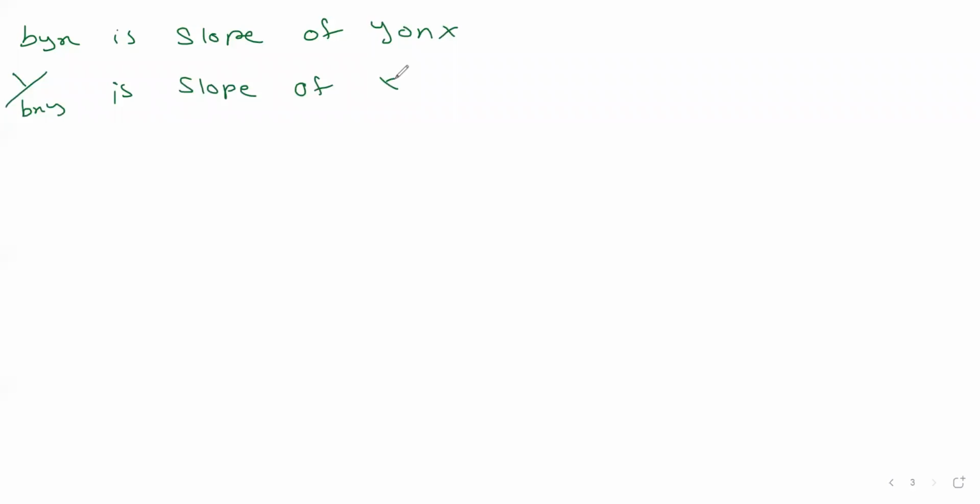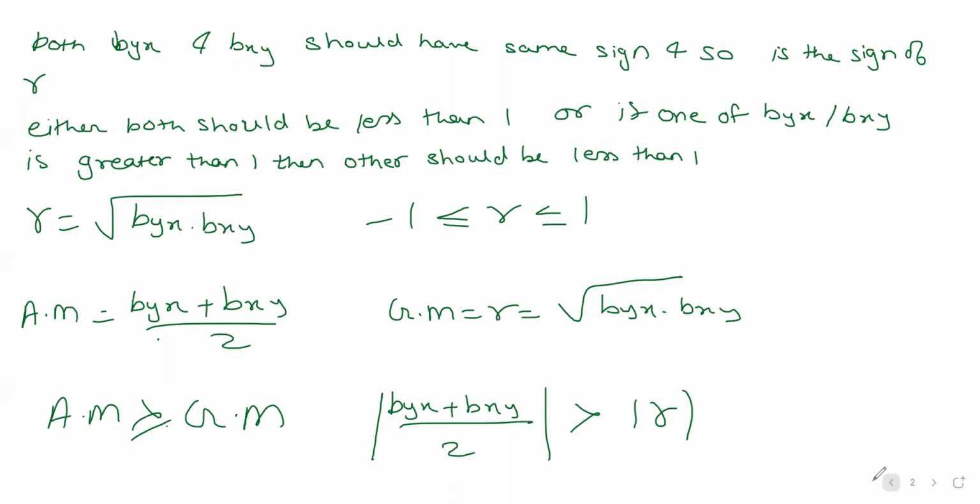Another property is byx is the slope of the regression line y on x, and 1 upon bxy is the slope of x on y. So these are the common properties that we'll need here.